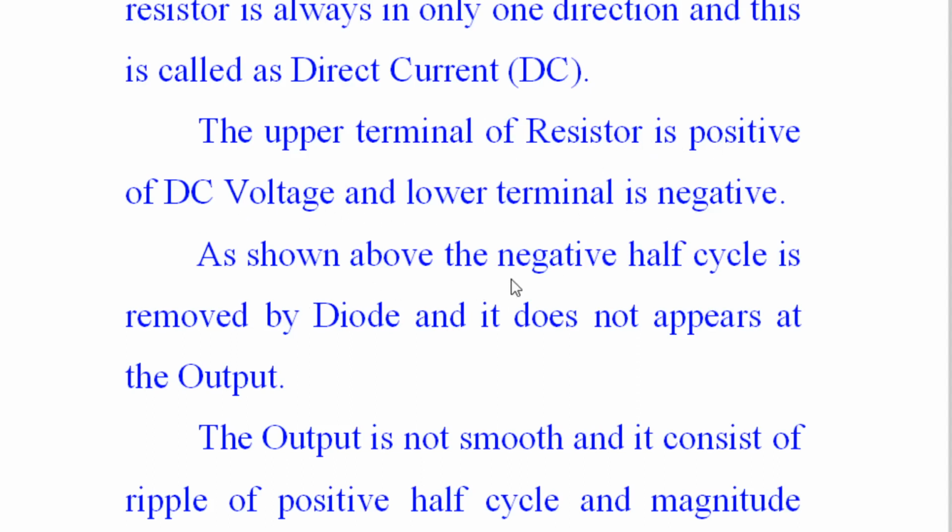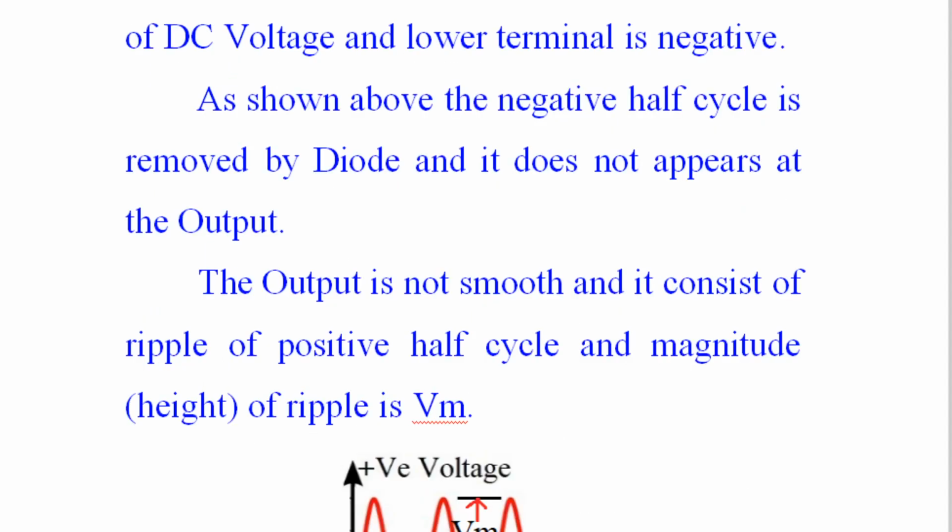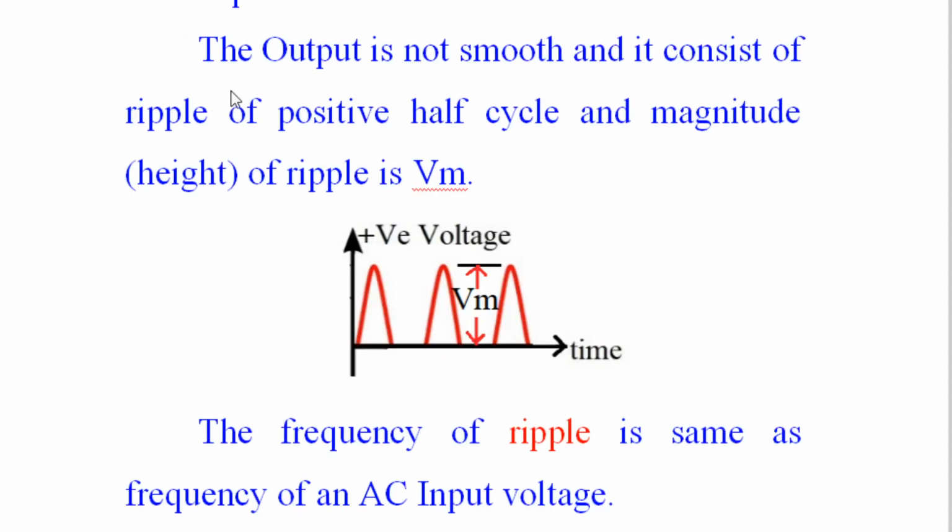As shown above, the negative half cycle is removed by the diode and it does not appear at the output. The output is not smooth. The output is not smooth because there is a ripple.